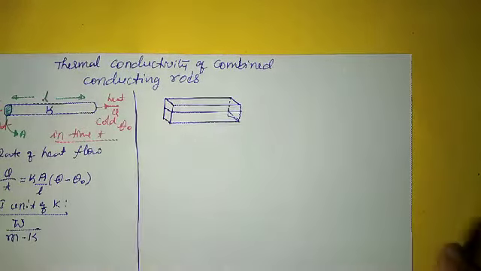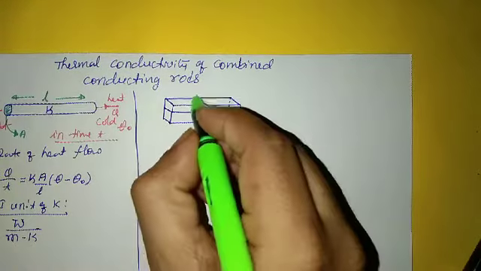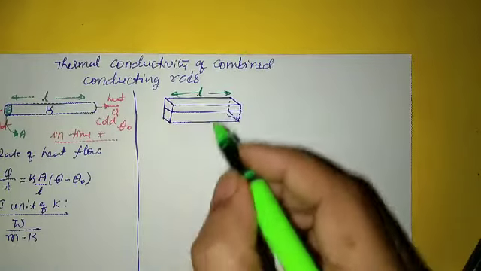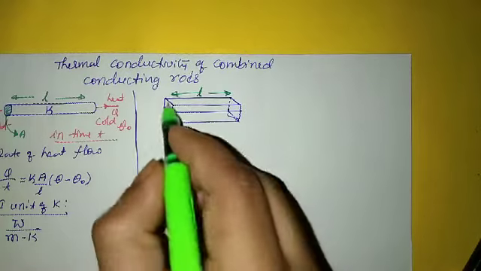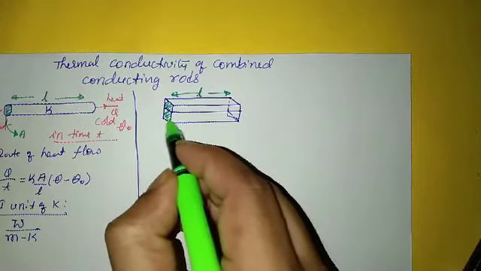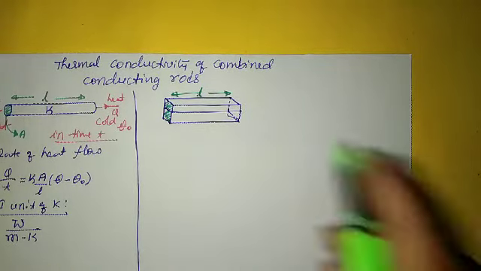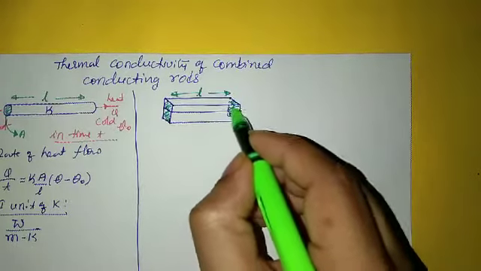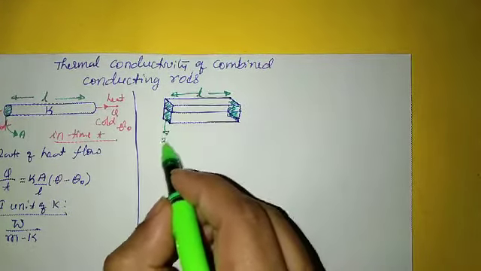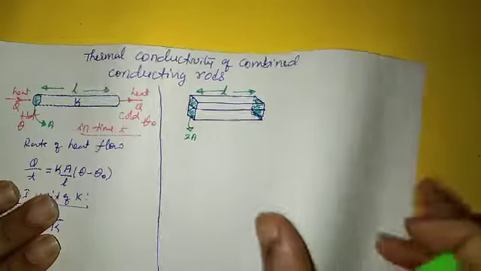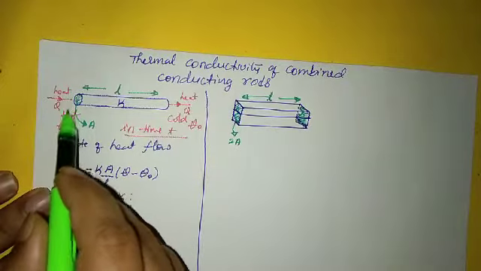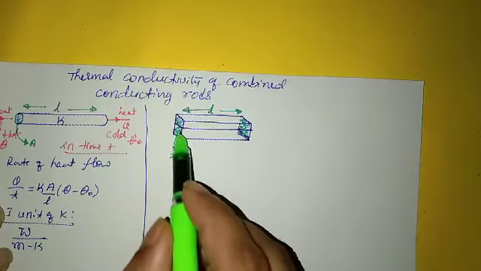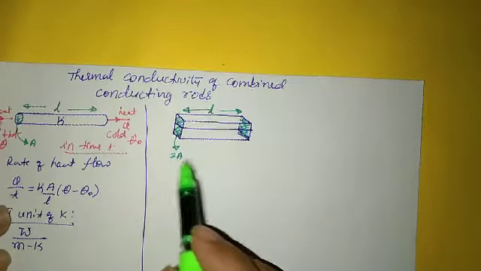Now the total length of this combination is L. I am assuming the lengths of the two rods are the same. Here is one area and here is one more area. These areas when combined are 2A, because in the first picture I showed you this small area as A, and the combination gives us double the area.